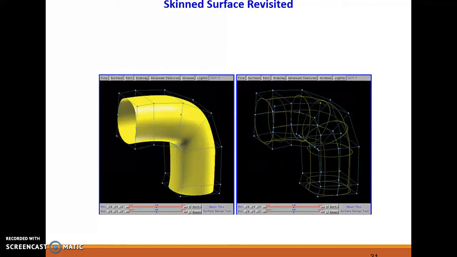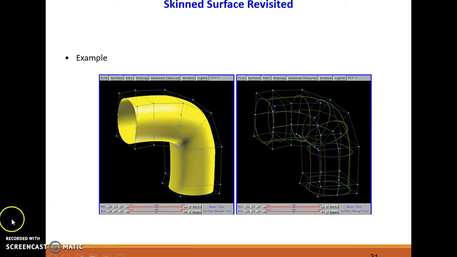So this is the example for the skin surface revisited. Here we can see that we have 6 circular curves arranged in the form of a pipe bent 90 degrees. That would seem like a pipe. So here we can see that if you move the arrangement of the curves in a different direction or at a different angle, then the pipe structure can change.